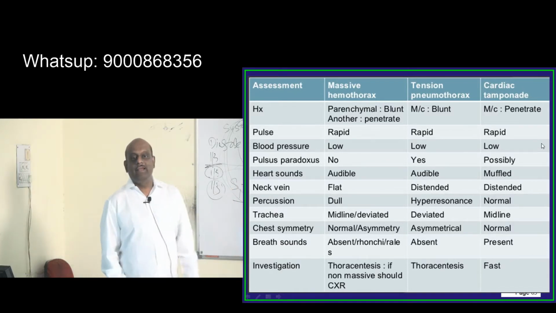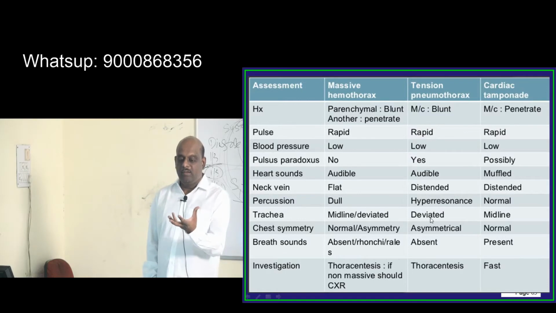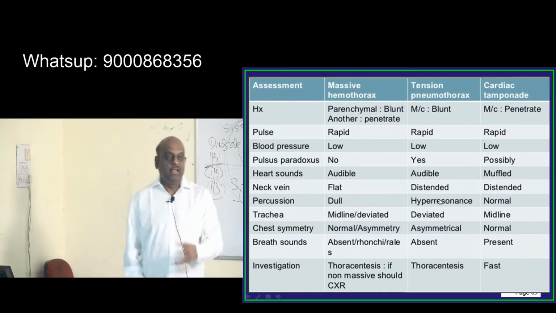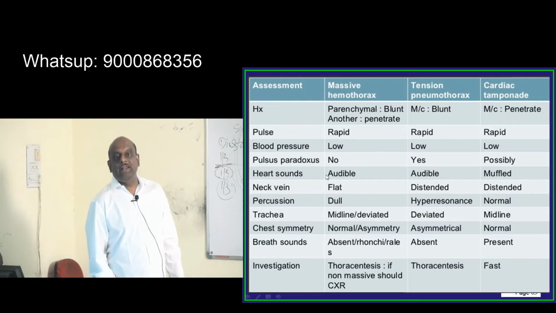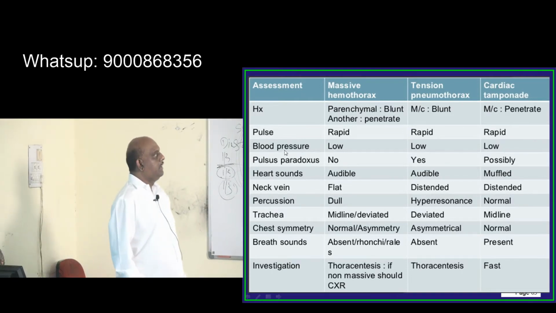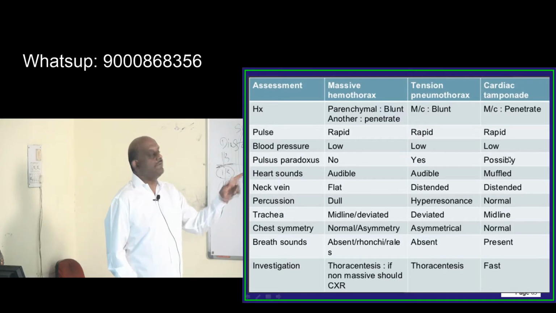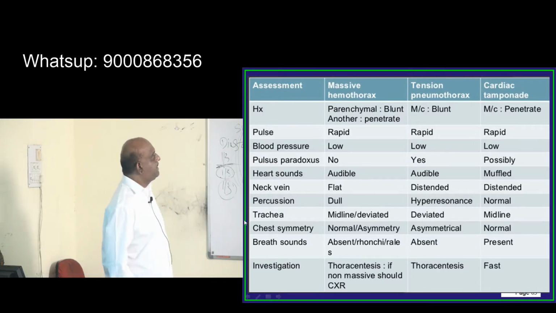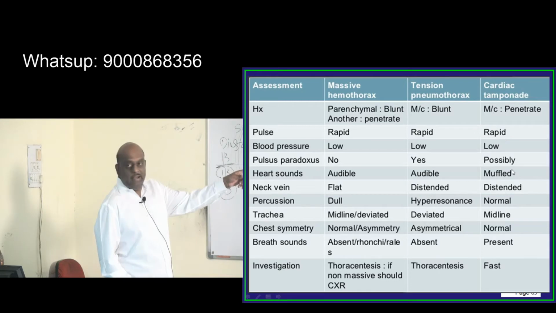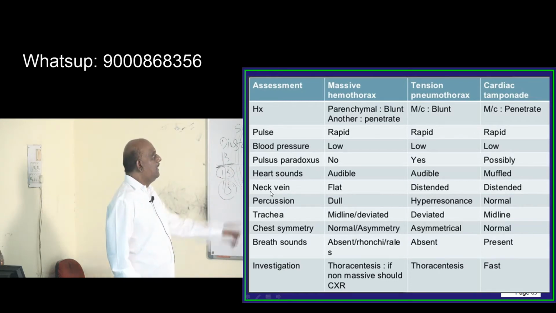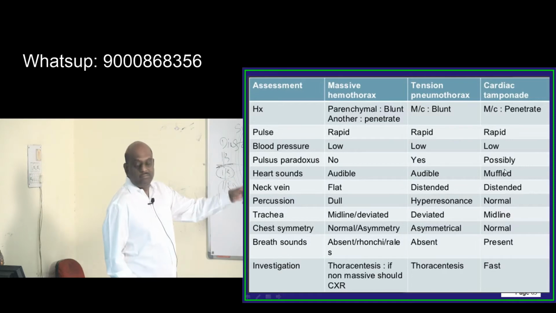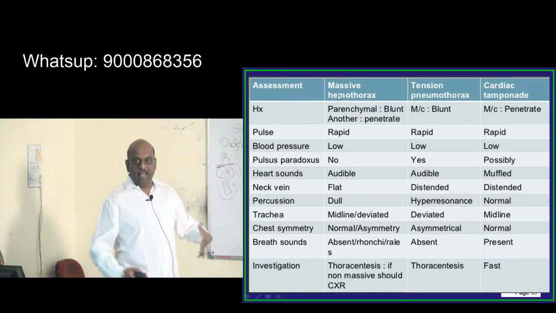In all the three, the filling of the heart gets affected, and that is the reason the pulse will be very rapid, tachycardia. Blood pressure will be low in all the three. Pulsus paradoxus is likely in tension pneumothorax. It can sometimes happen possibly in tamponade, so it can't differentiate. Heart sounds are muffled in tamponade, low heart sounds. Neck veins are typically distended in the tension pneumothorax and cardiac tamponade, but the neck veins are collapsed in case of massive hemothorax.